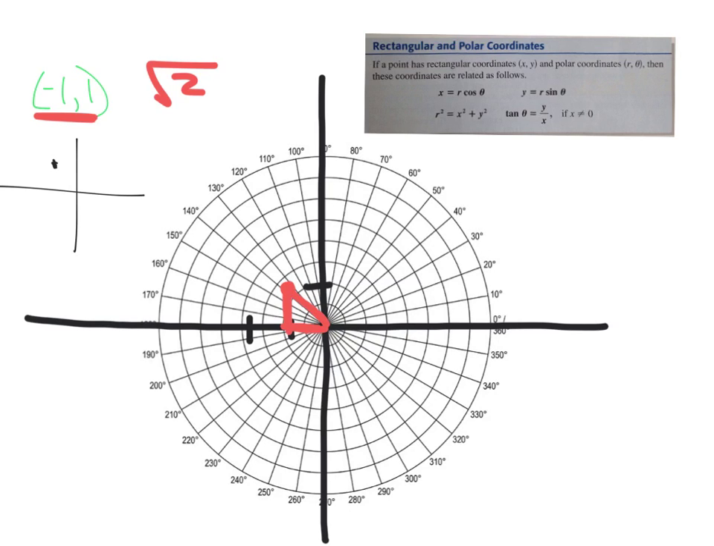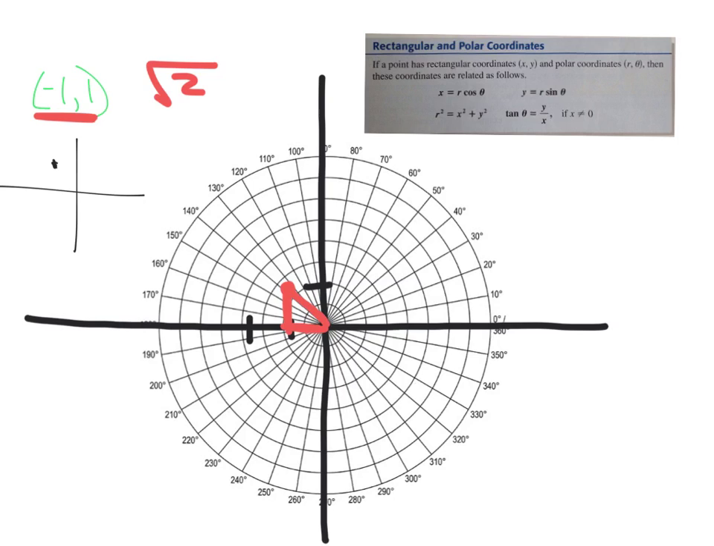Now what I'm going to do is try to find this angle. Well, fortunately, I don't have to do a whole lot of work there because it's a 45-degree angle, or a 135-degree angle from here. And that's what I'm interested in. So there's one of the two pairs of coordinates that I'm looking for.